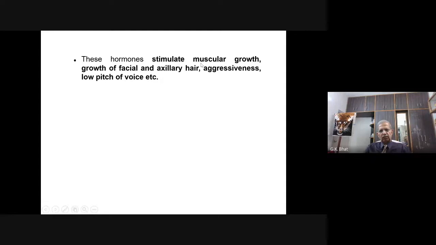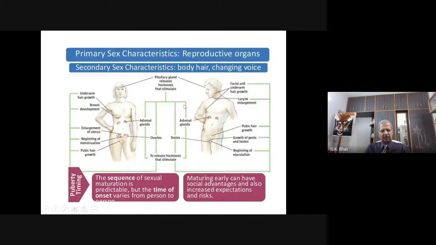These hormones stimulate muscular growth, growth of facial and axillary hair. Facial hair is mustache and beard. Axillary hair, aggressiveness, low pitch of voice in case of males, right? These are the primary sex characteristics and secondary sexual characteristics. Primary sex characteristics are always the reproductive organs, especially gonads, testes in case of the male and ovaries in case of the female. All other structures, whatever you see, are called secondary sex characteristics, especially body hairs, changing of the voice, breast development, etc.